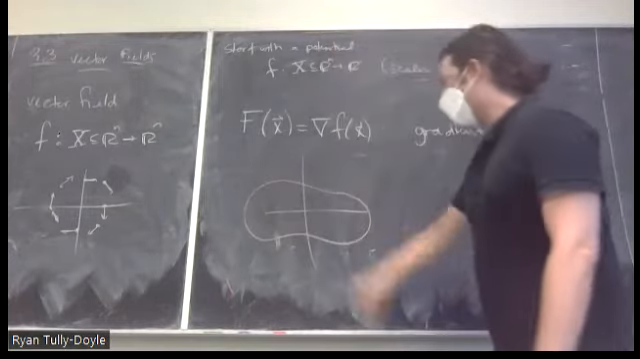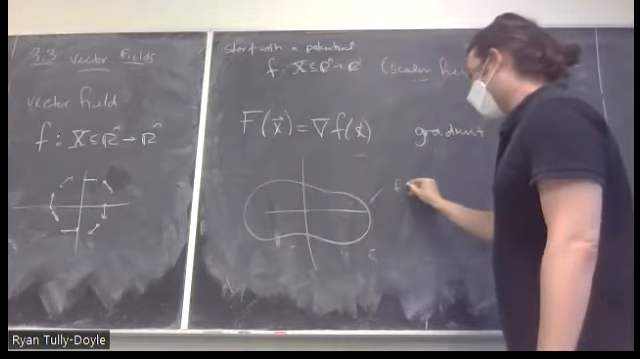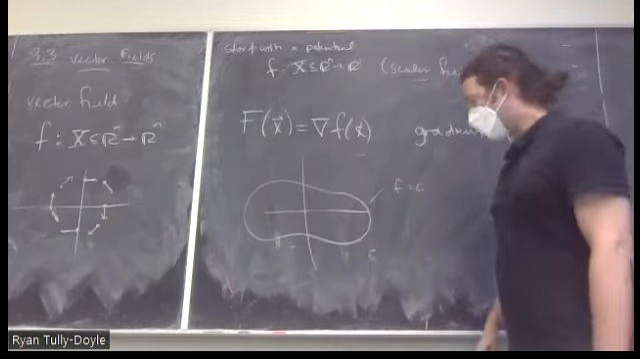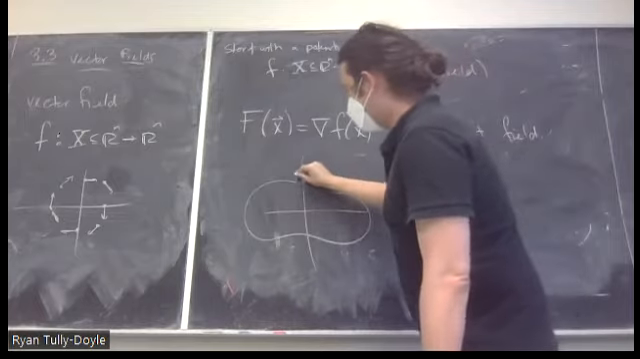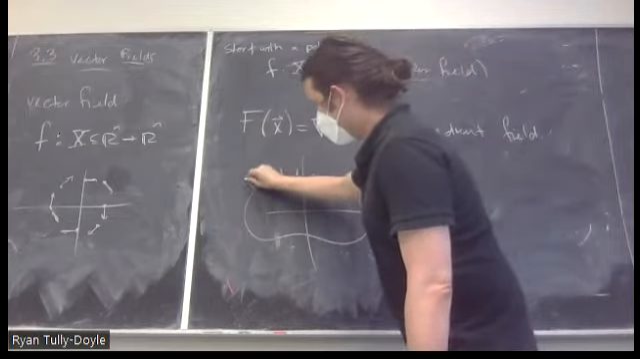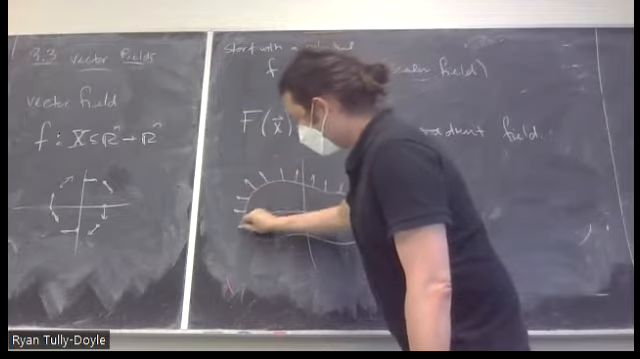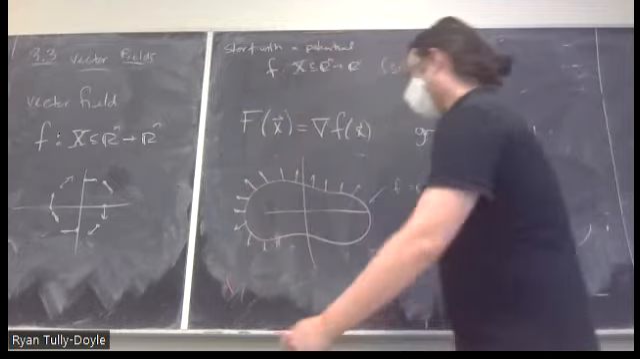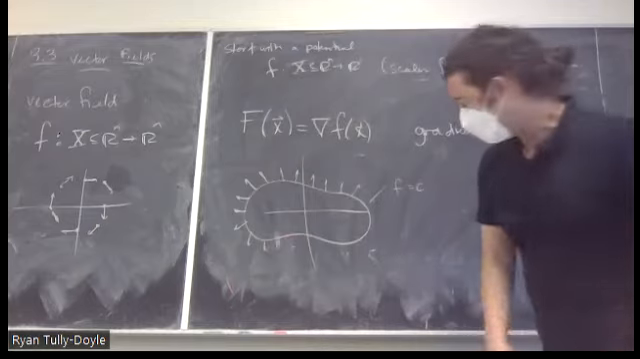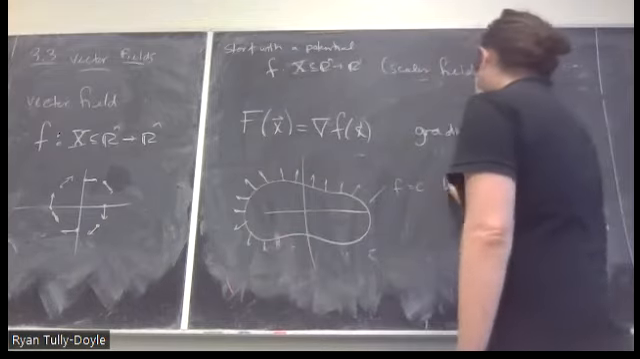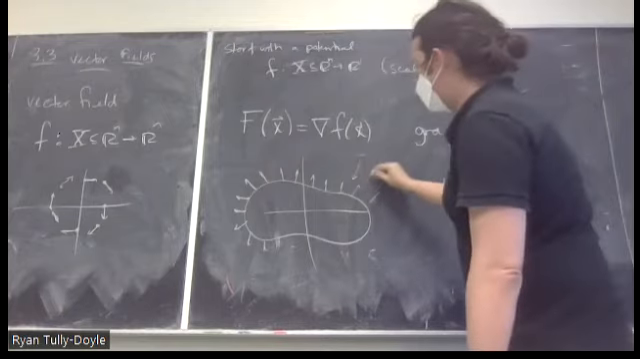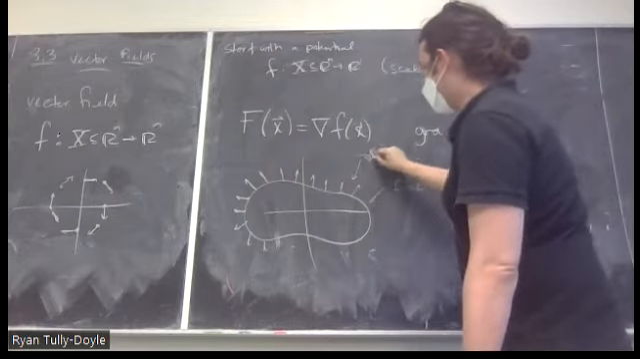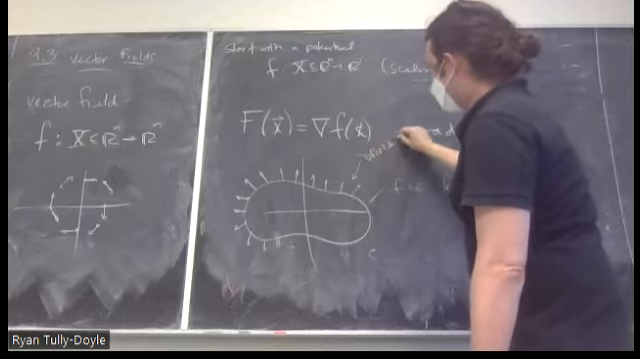And remember, the idea here is that if you have a level curve, so this is a place where f is constant, then the gradient field is always pointing perpendicular to that. So this is a level curve. And the gradient field is perpendicular to the level curve. Gradient f of x is perpendicular to the level curve.